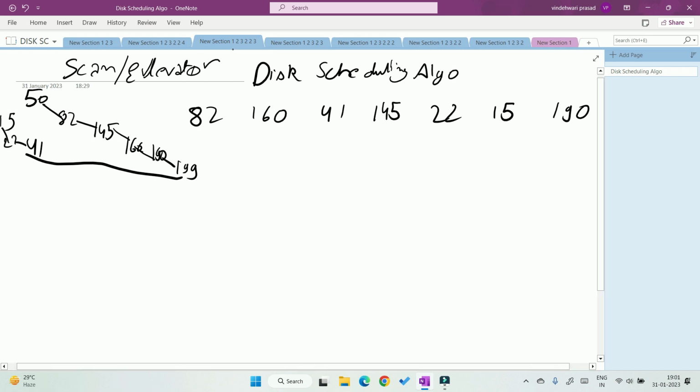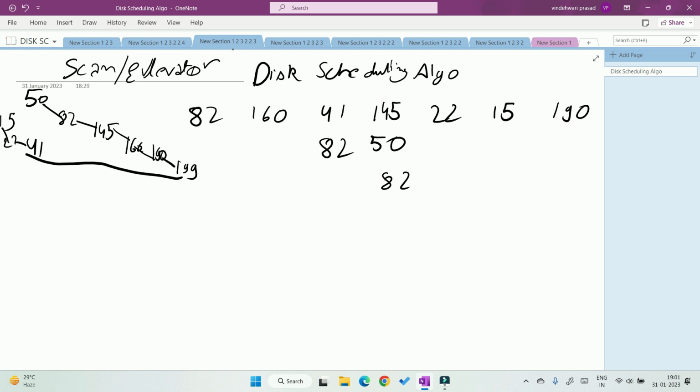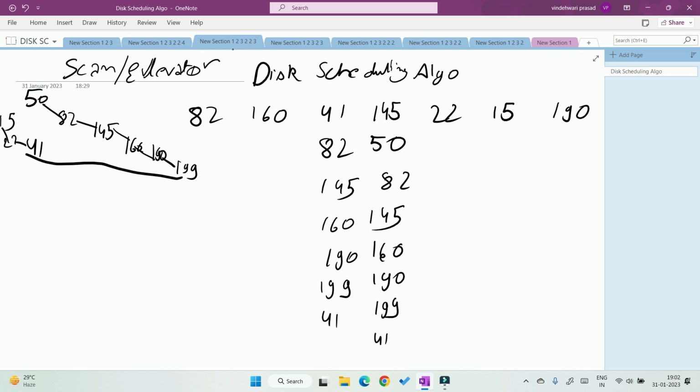So how will it happen? You have a 50, you have to go to 82. At 82 you go to 145. At 145 you go to 160. At 160 you go to 190. At 190 it goes to the end, it goes to 199. At 199 it will go to 41. At 41 it will go to 22. At 22 it will go to 15. I hope now this will clear how the scan algorithm works.